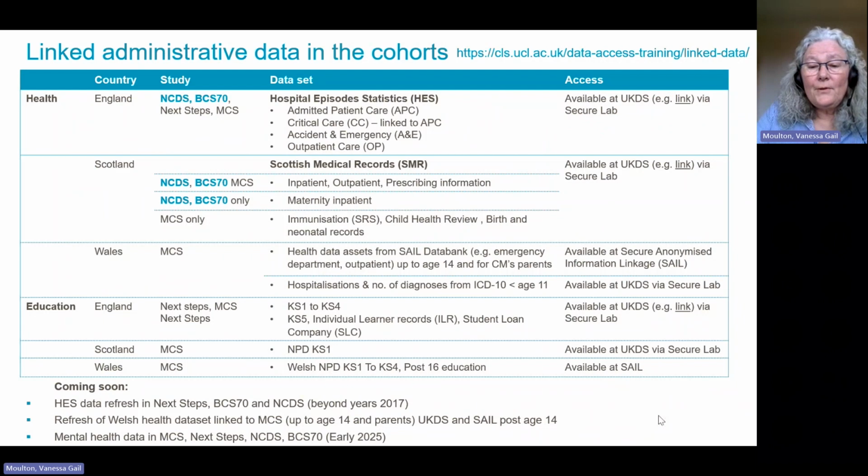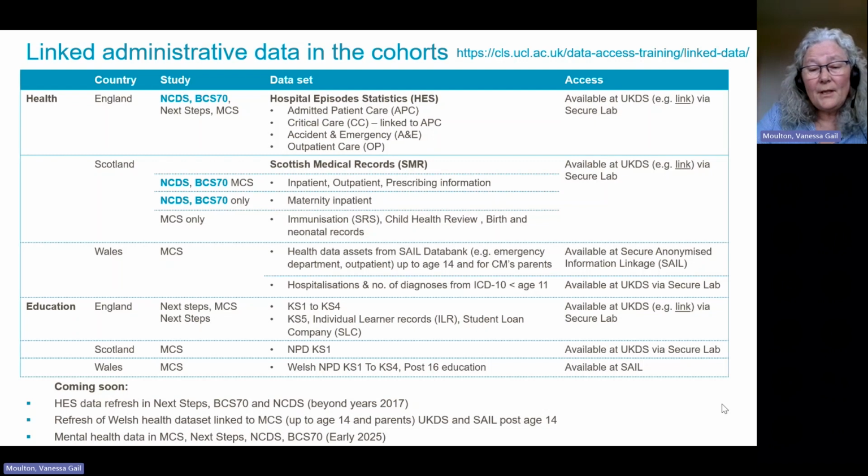Also, within the Centre for Longitudinal Studies, there's a substantive ongoing record linkage programme. Consents, as I mentioned, have been collected to link health and economic data. And so far in England, hospital episode statistics, which include, for example, admitted patient care, critical care, accident and emergency care, and outpatient care, are available in all our cohorts via the UKDS secure access. In Scotland, the Scottish medical records, including inpatient, outpatient, birth and neonatal records, and prescribing information have been linked to the BCS70, NCDS and MCS via the UK Data Service secure access.